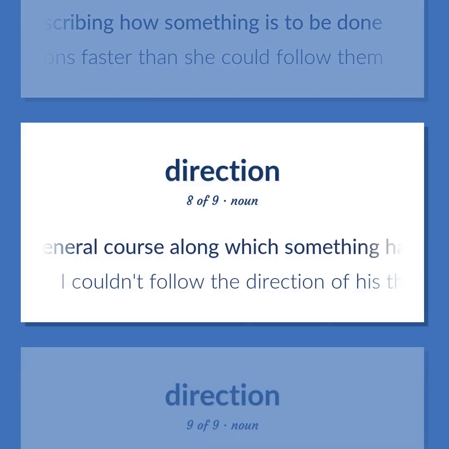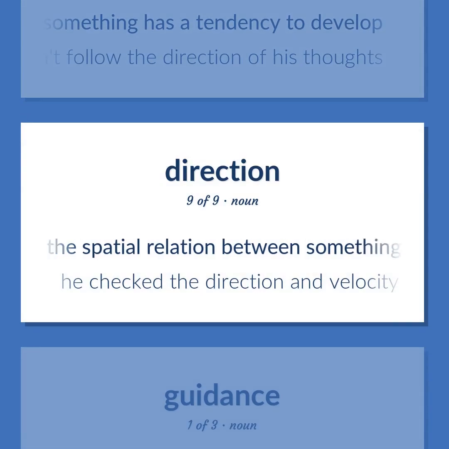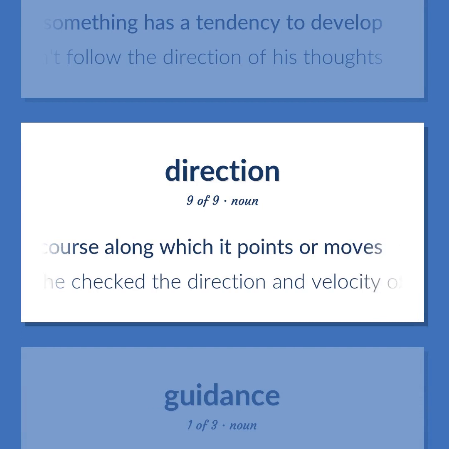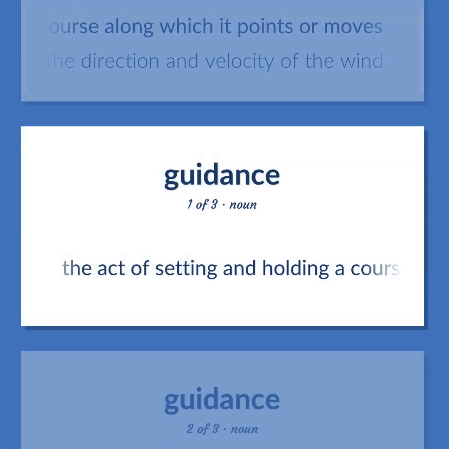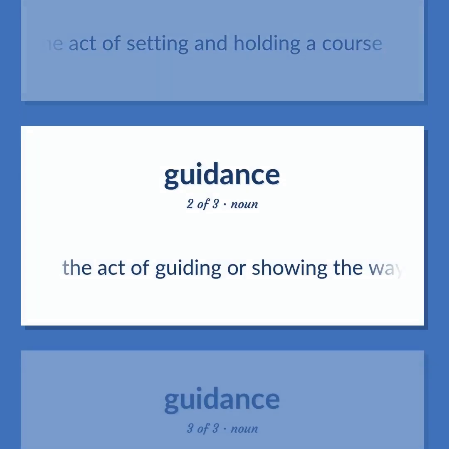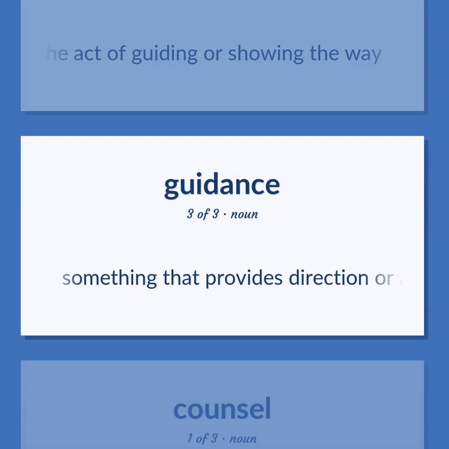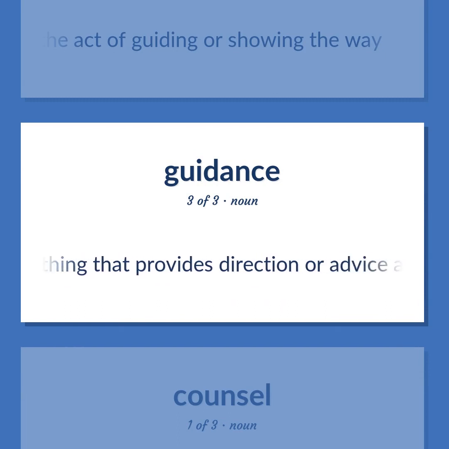A general course along which something has a tendency to develop. I couldn't follow the direction of his thoughts. The spatial relation between something and the course along which it points or moves. He checked the direction and velocity of the wind. The act of setting and holding a course. The act of guiding or showing the way. Something that provides direction or advice as to a decision or course of action.